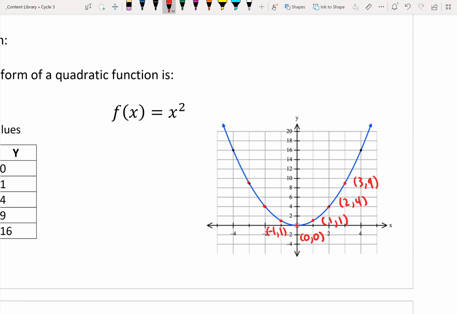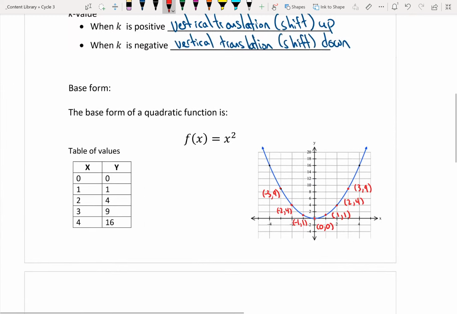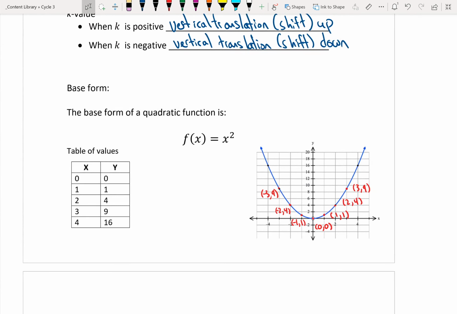Negative 1 and 1. Negative 2 and 4. Negative 3 and 9. So again, those are our key points. If you're looking at a graph and you want to know how it's transformed, you can use this. You can also use the vertex. The vertex is a very important point because that's an easy place to tell how it shifted. And usually the first point after it is another way to tell, because the first point lets you know if the A value has changed, right?